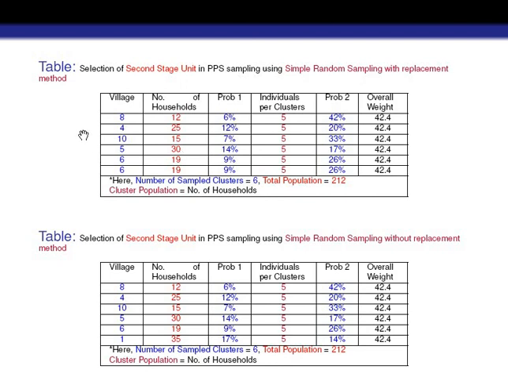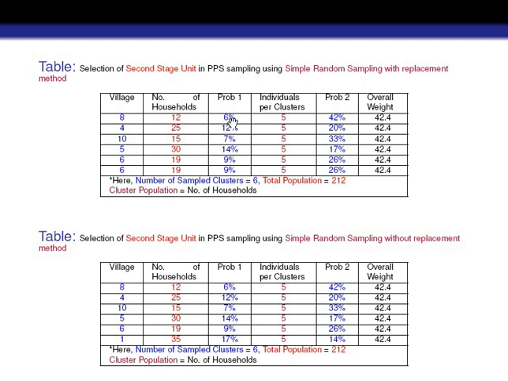Okay, so in the case of simple random sampling with replacement, we have seen that clusters 8, 4, 10, 5, 6 and again 6 are selected out of the 10 clusters from the population for our primary sampling unit. In the case of village 8, how many households are there? There are 12 households. In the case of cluster 4, there are 25 households and so on. Here I have given this probability in terms of percentage.